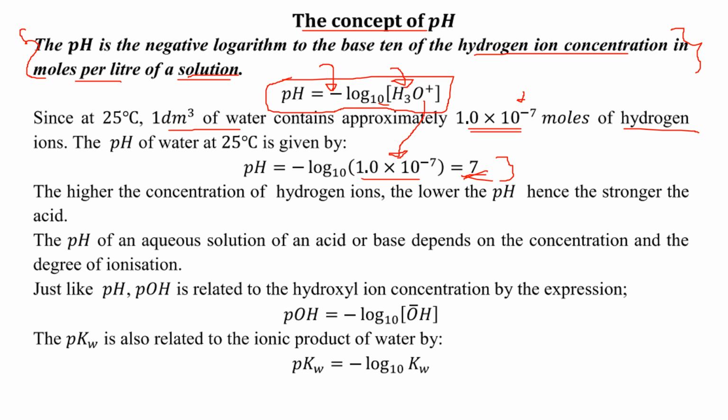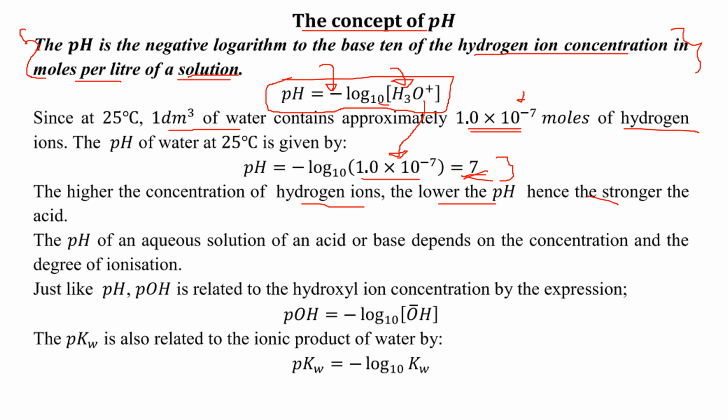Now we're saying that the higher the concentration of hydrogen ions, the lower the pH. That means that the higher the acidity, the lower the pH, because acidity is determined by the concentration of hydrogen ions. That means that the higher the concentration of hydrogen ions, the higher the acidity, and the lower the pH.